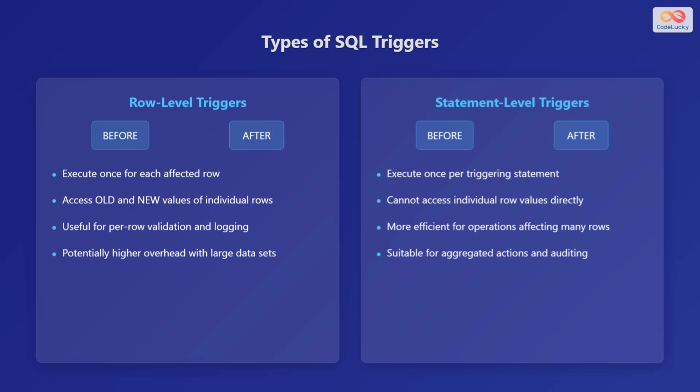Statement-level triggers, on the other hand, execute only once per triggering statement regardless of how many rows are affected. They do not have direct access to individual row values. They are more efficient for operations that affect many rows and are often used for aggregated actions and auditing.